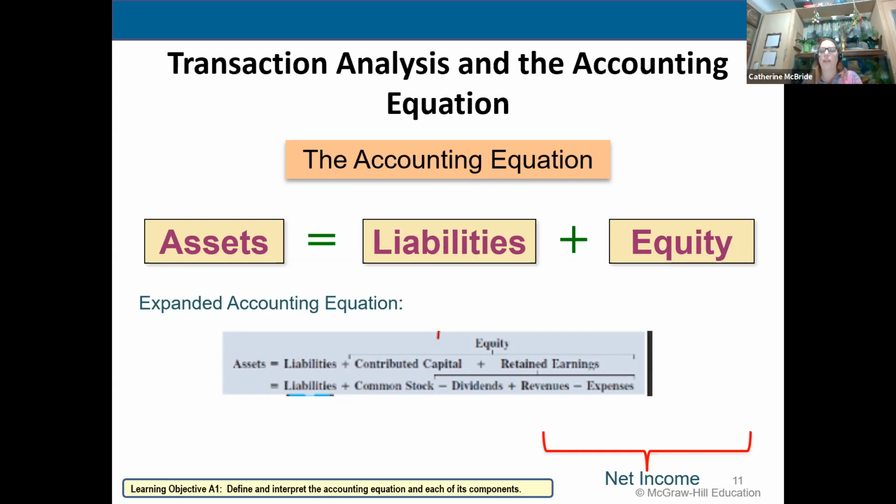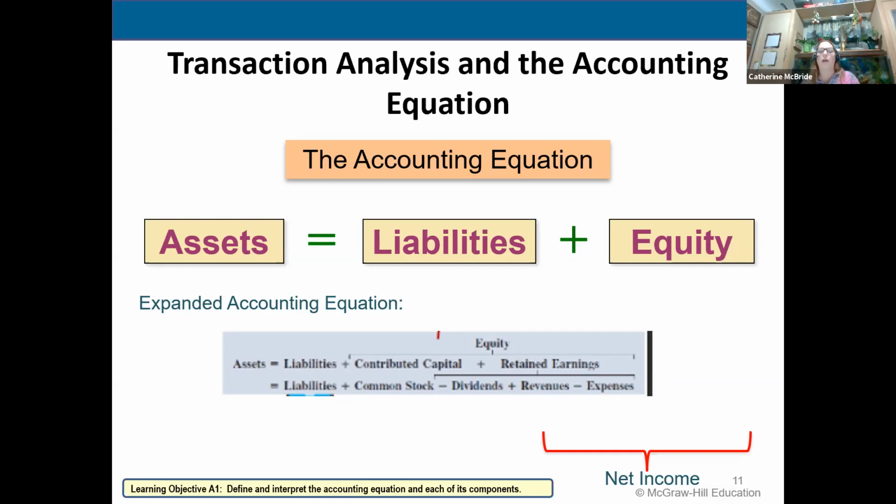Okay, under equity, we have two main components. We have contributed capital and retained earnings. So contributed capital, if it's a corporation, is common stock. If it's not a corporation, then it's capital contributions made by the owners. That's contributed capital. Retained earnings has to be part of net income. It has to be earned by the company in its normal course of doing business and then retained in the business. That's retained earnings.